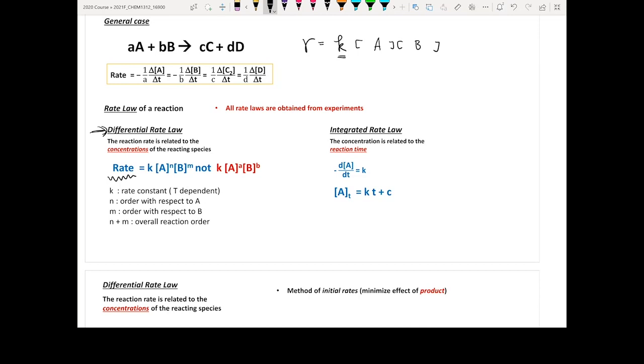Let's say it's to the power of n and m, where the k here is the reaction rate constant, and then this n and m is the reaction order. So n is the reaction order with respect to A. m is the reaction order with respect to B. The overall reaction order will simply equal the sum of both.